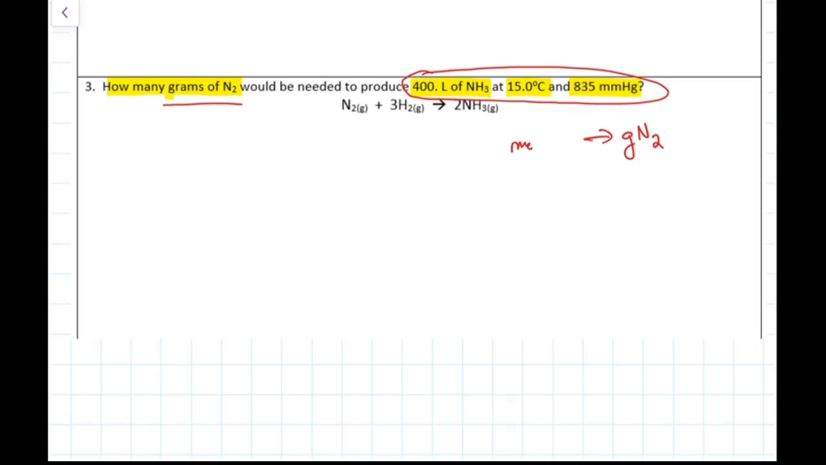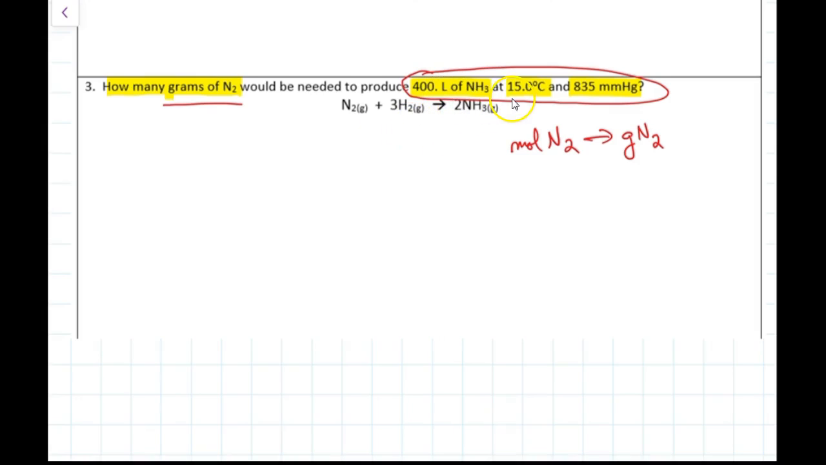So hopefully you said moles of N2, right? Okay, so now it turns out that nitrogen is a gas, and so you might be thinking, well, I can just use the ideal gas law to find the moles of N2. The problem is I'm given this information, this 400 liters of NH3, so I'm not given information about the volume, temperature, and pressure of nitrogen.